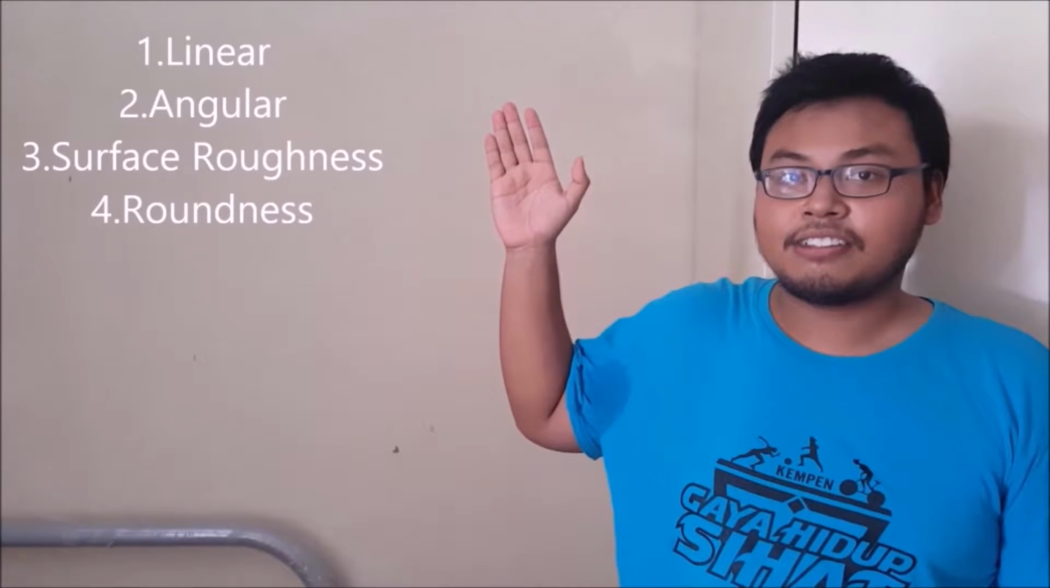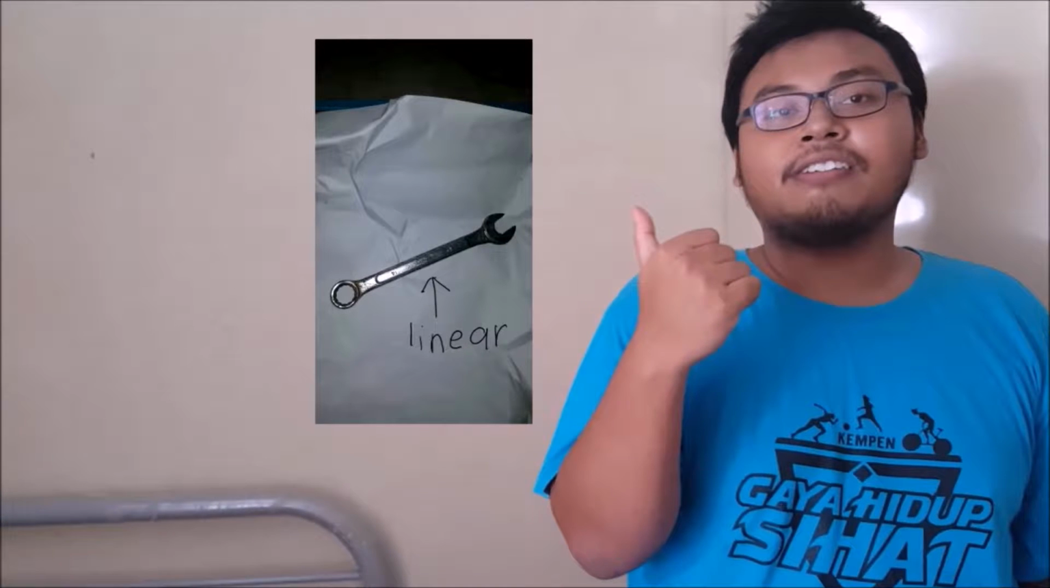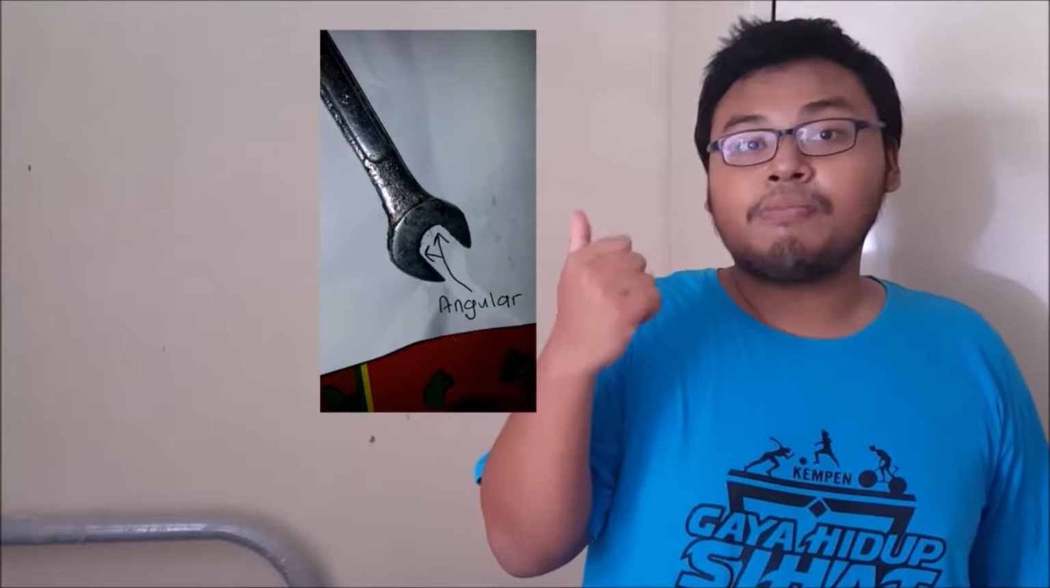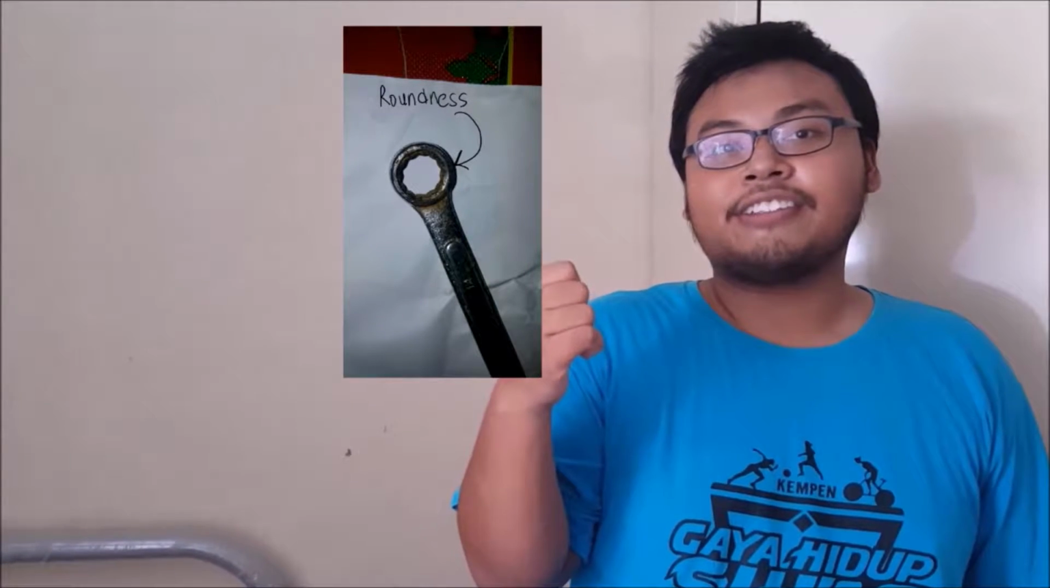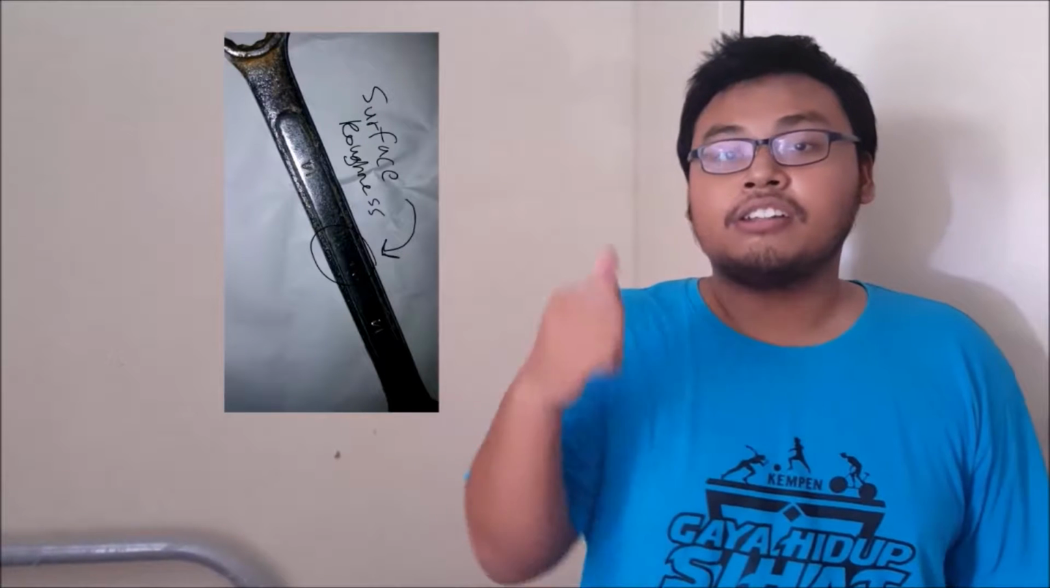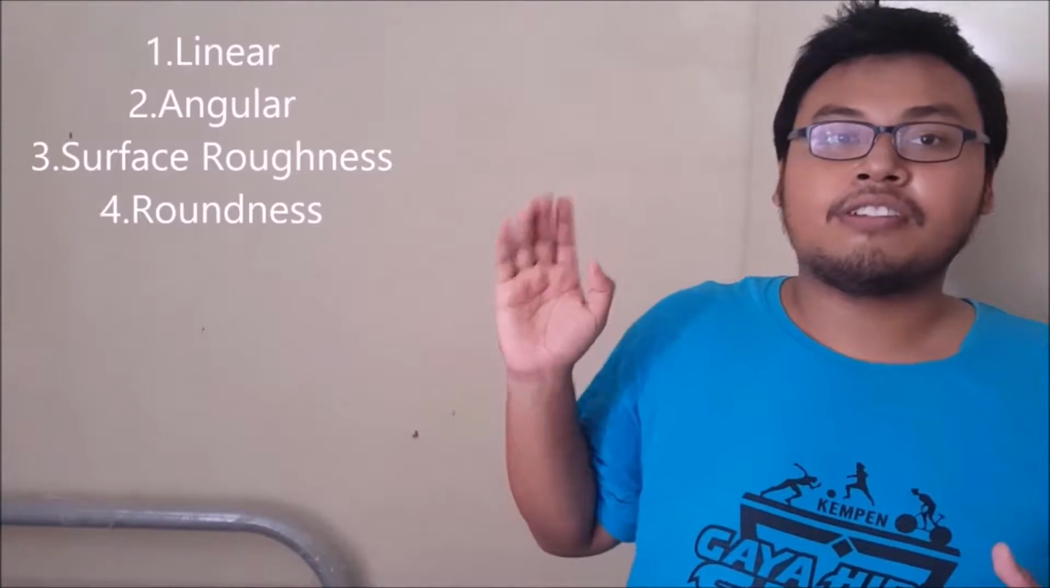So, which part of the spanner can be measured for each aspect? The linear part of the spanner to be measured is the handle. The angular spec is measured on the open end part of the spanner. For the roundness measurement, the part that we measure is the box end. Last but not least, for the surface roughness, the part to be measured is the surface of the handle of the spanner. My friend will tell you how to measure all of these aspects next.